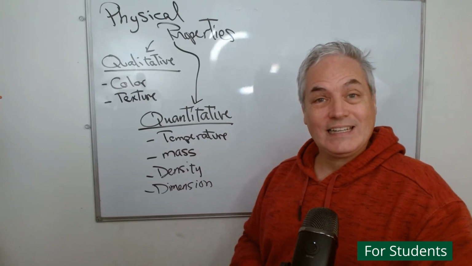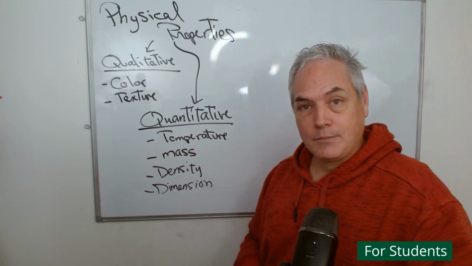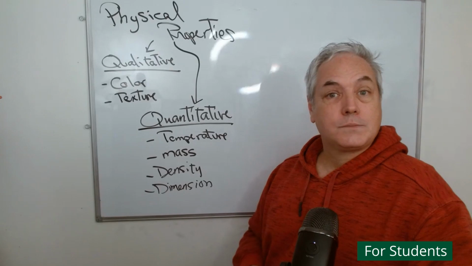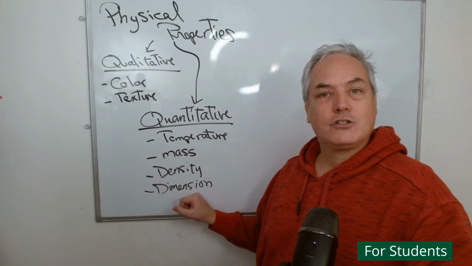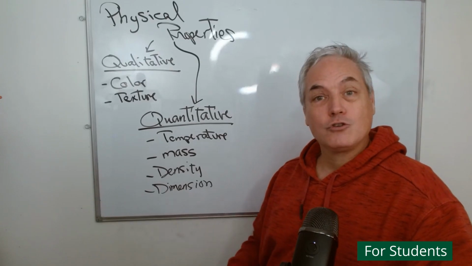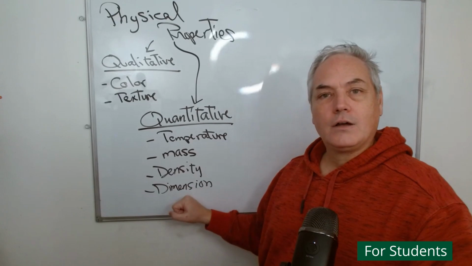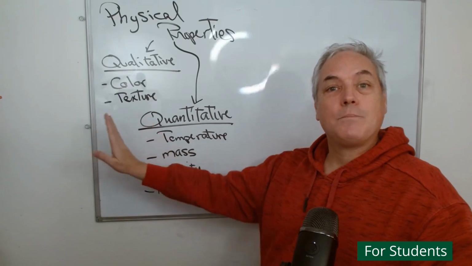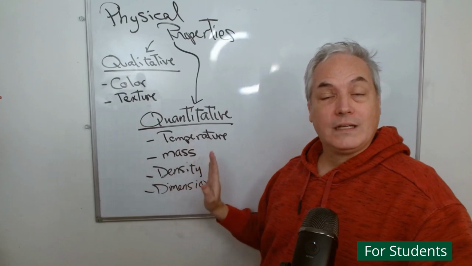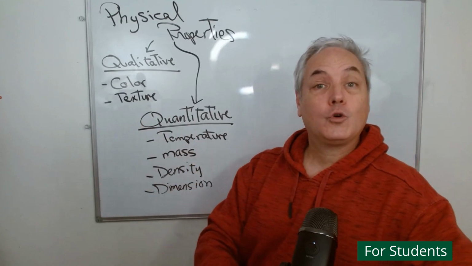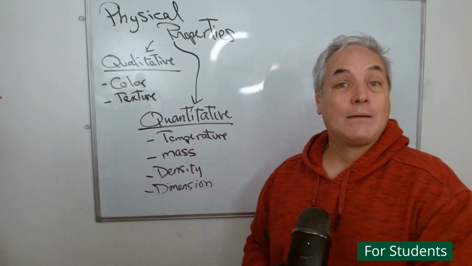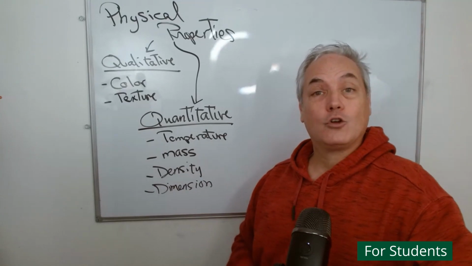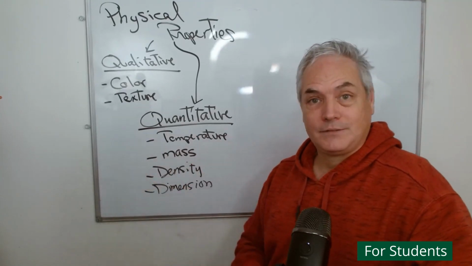If you think of density, in grams per centimeter cubed or tons per meter cubed, if you have dimensions, it could be centimeters, meters, kilometers, astronomical units. These can be measured. That's the big difference between the two. Now, we're going to go into chemical properties and chemical change. So let's see if we can go to the next step.